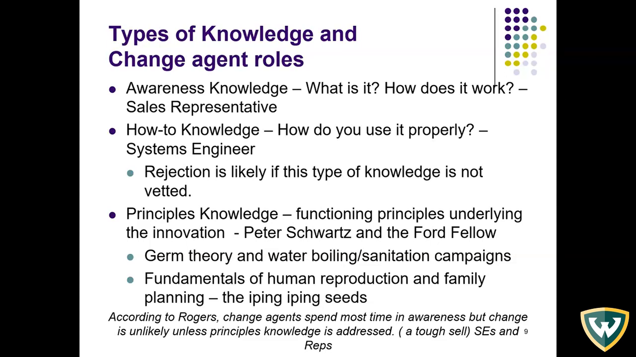So awareness knowledge, this is the beginning of the process. What is it and how does it work? So the different types of change agents that would help with this are people that are more high level. So a sales representative that would come in and help you understand, a high level presentation or something like that. This is what it does. This is what you can expect. This is how it works. This is what people do with it and the advantages they see, stuff like that. So it's a higher level knowledge.